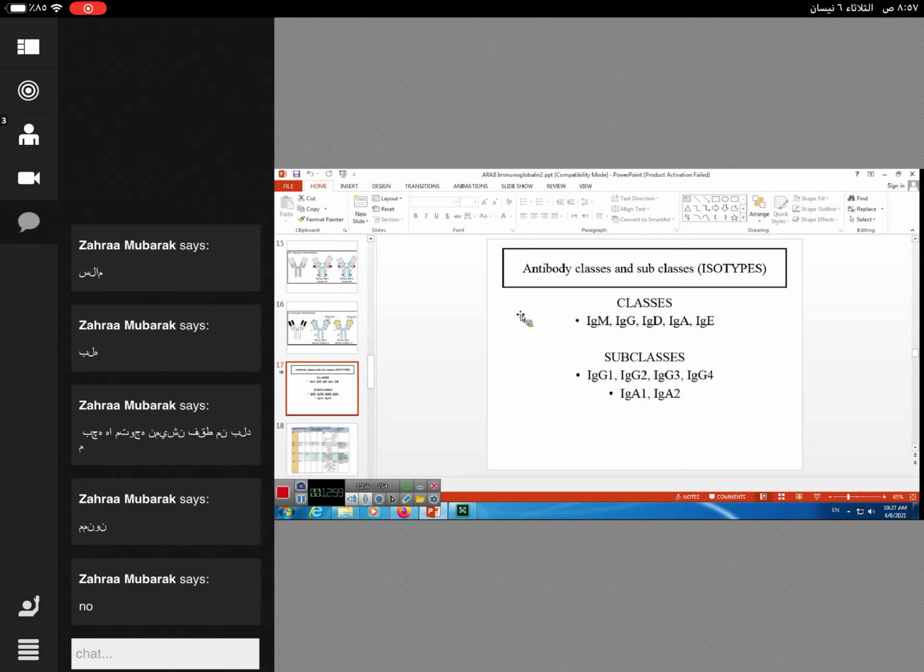Depending on the heavy chain, we can see 5 different classes of antibody: IgM, IgG, IgD, IgA, and finally IgE. 2 types of this class, IgG and IgA, are divided into different subclasses. IgG is divided into 4 subclasses: IgG 1, 2, 3, and 4, and IgA is subdivided into IgA1 and IgA2.